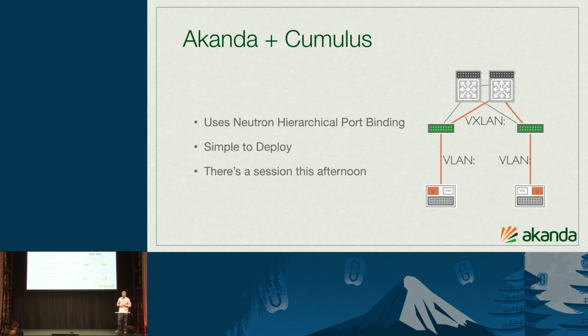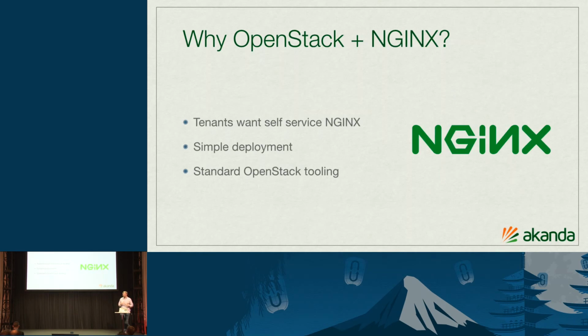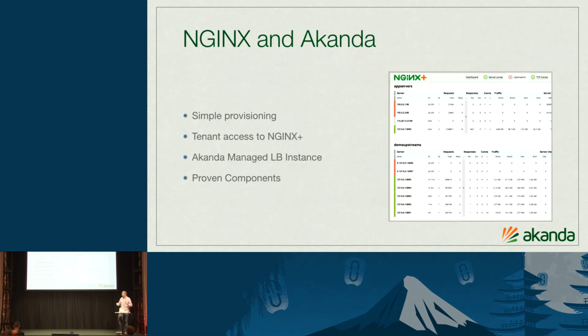This gives you a little bit of overview. I'm not going to dive in too deeply, because this afternoon we'll have a much longer session about what this integration looks like. One of our other partners is Nginx, from the load balancing side. It gives you the opportunity to provide self-service Nginx to your tenants within your deployment. It's fairly simple, and again it's standard OpenStack tooling because it's supporting the v2 API. We support both Nginx and Nginx Plus. It's simple provisioning, and if you integrate the Nginx Plus product, you have access to the dashboard. And Nginx is something a lot of us have been running for a long, long time.